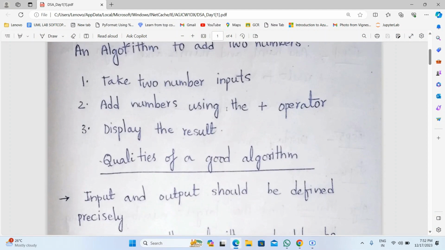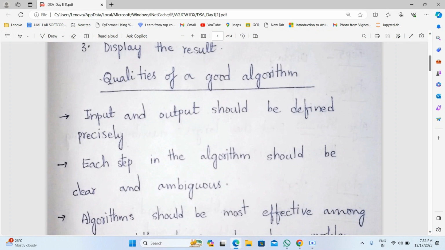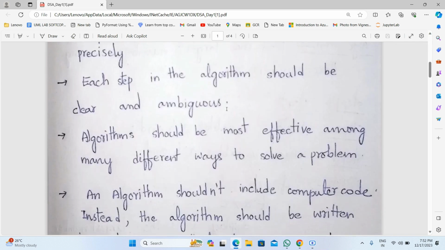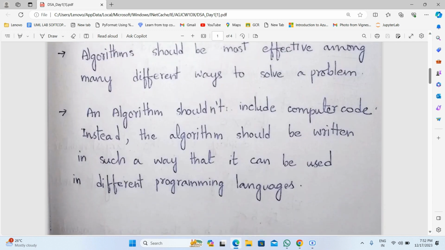Qualities of a good algorithm. Input and output should be defined precisely. Each step in the algorithm should be clear and unambiguous. The algorithm should be the most effective among many different ways to solve a problem. An algorithm shouldn't include computer code. Instead, the algorithm should be written in such a way that it can be used in different programming languages such as C, C++, Java, Python.